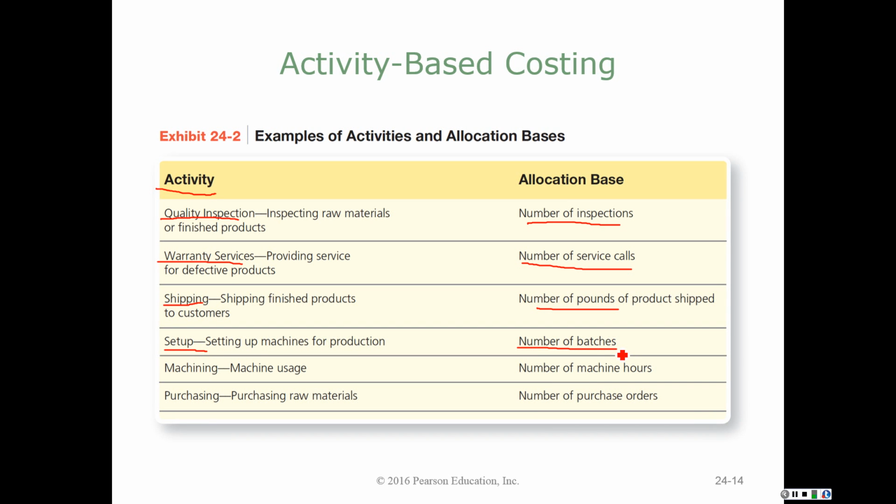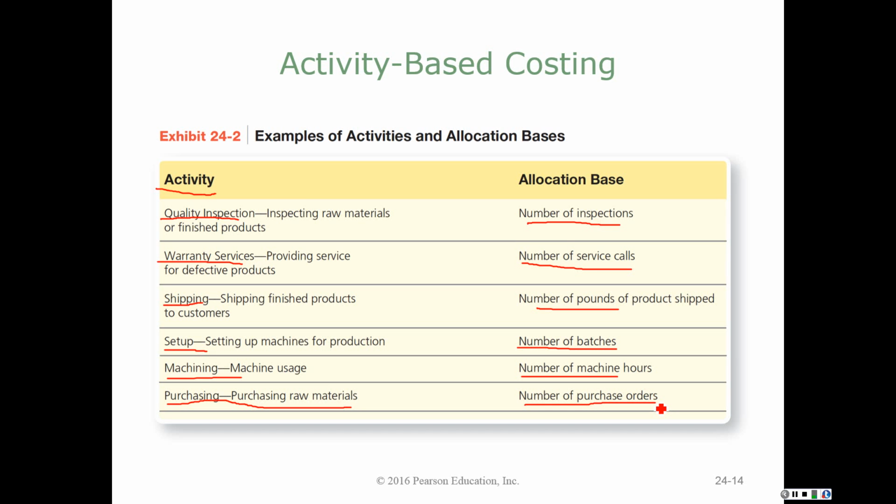Or the number of setups that took place in that organization. We have a machining department maybe that's generating tools for our organization. We might look at the number of machine hours. Purchasing raw materials is part of the cost of manufacturing my product. Maybe I need to look at the number of purchase orders.